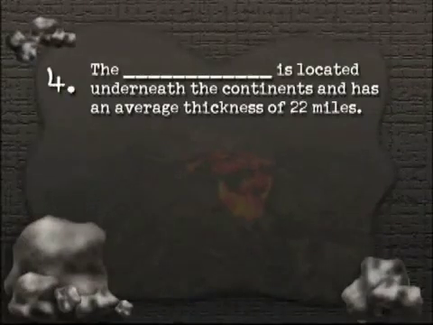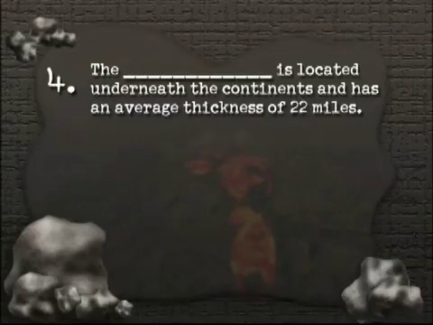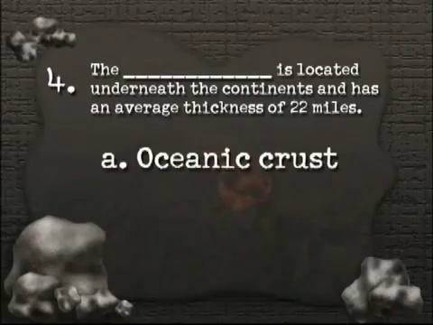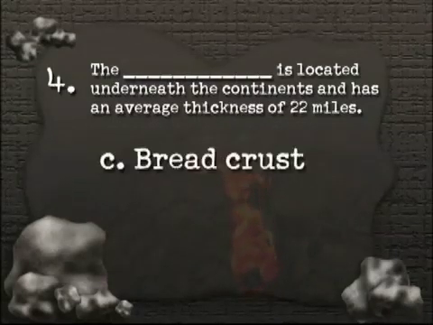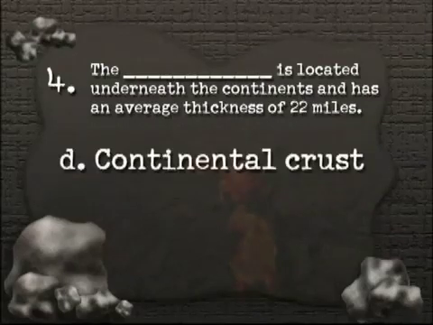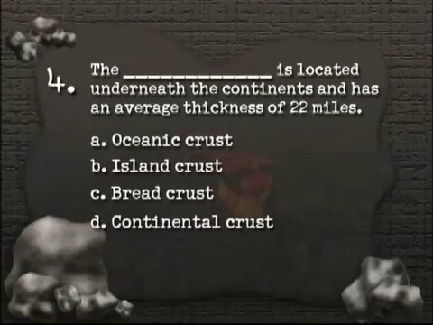Question 4. The blank is located underneath the continents and has an average thickness of 22 miles. A. Oceanic crust, B. Island crust, C. Bread crust, or D. Continental crust?